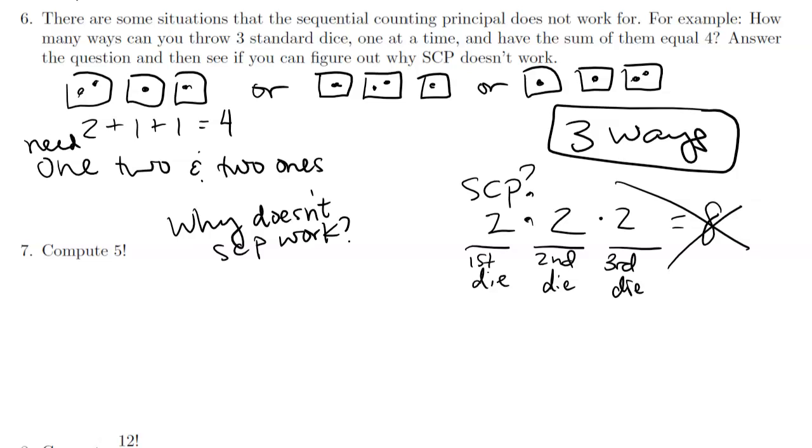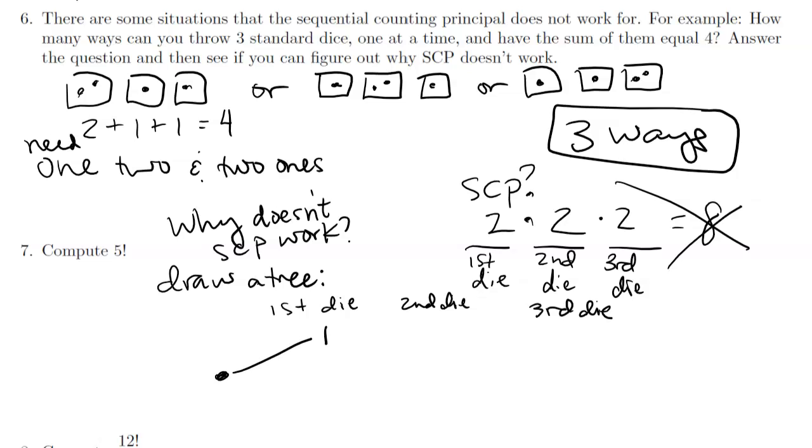Let's go ahead and try to think about it by drawing a tree. So again, first die, second die, third die. When I roll that first die, it could be either a 1 or a 2. That's valid. If I had rolled a 1 first, that's like up here, right? Rolling a 1 first. Then my second number, I could either roll a 2 or I could roll a 1. So 1 or 2 are options for those ones.